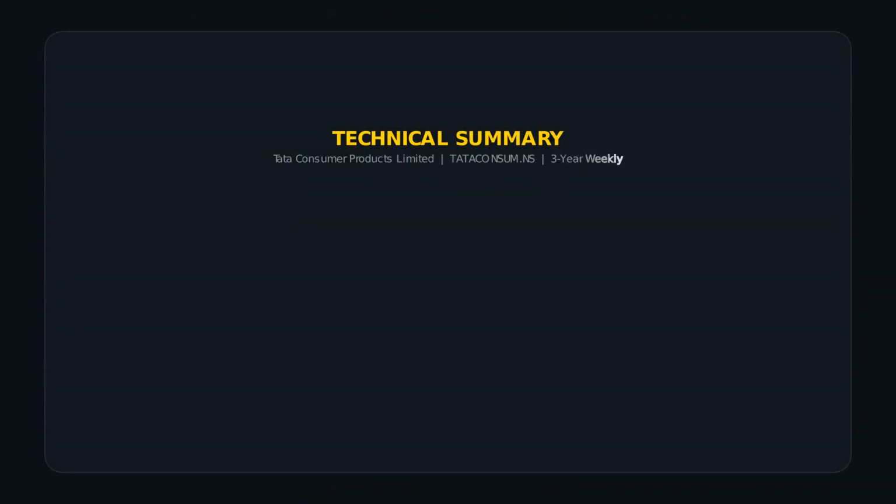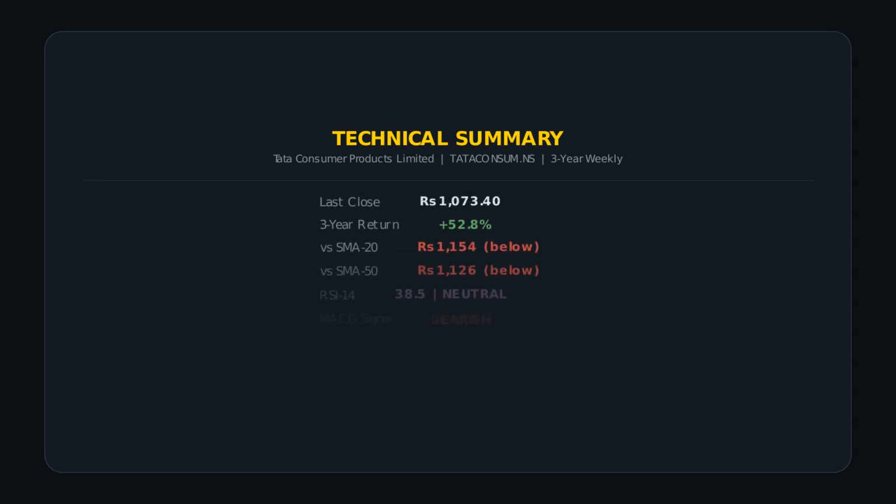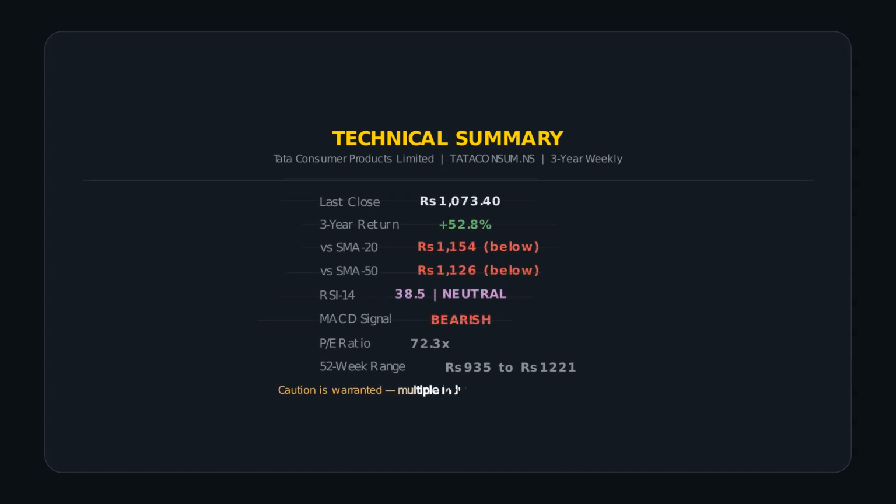Here is the complete technical summary for Tata Consumer Products Limited. The stock has returned plus 52.8% over 3 years. RSI is 38.5 neutral. MACD is bearish. Price is below the 50-day moving average. Caution is warranted. Multiple indicators are showing weakness. Remember, this is math. Every number here has a formula behind it.